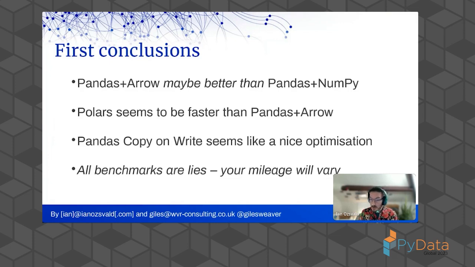Polars seems to be faster than Pandas and Arrow, and polars uses Arrow internally. And the copy on write optimization in Pandas looks like a nice optimization. It's not turned on by default, but it's recommended now that we turn it on and start testing our code, because it will be on by default next year. So you should start testing with copy on write enabled and checking that your code base works with it. Also, we've got a bunch of benchmarks here. All benchmarks are lies, so just be careful.